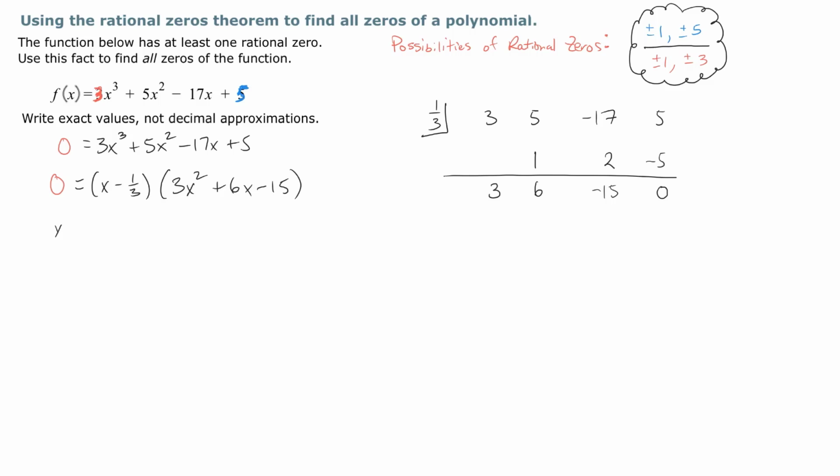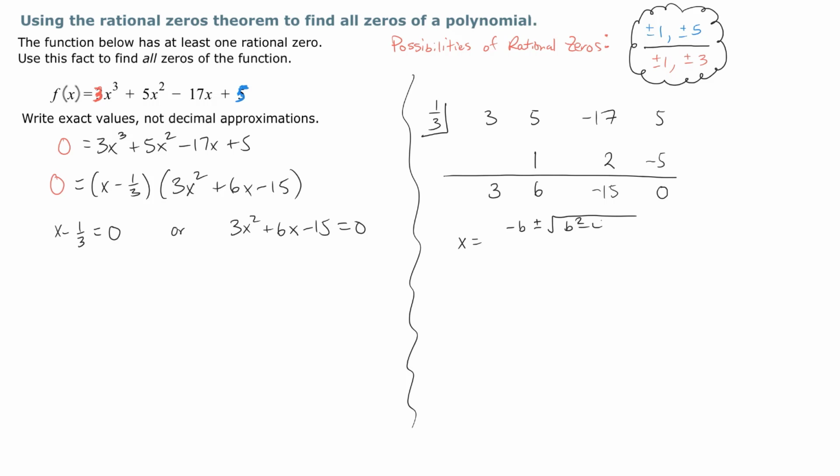Where are we right now? We're at x minus 1/3 is equal to 0. Or we have what? 3x squared plus 6x minus 15 is equal to 0. And let's put the quadratic formula off to the side here. X is equal to the opposite of b plus or minus the square root of b squared minus 4 times a times c all over 2a. And you can see the little a here, you can see b here, and you can see c.